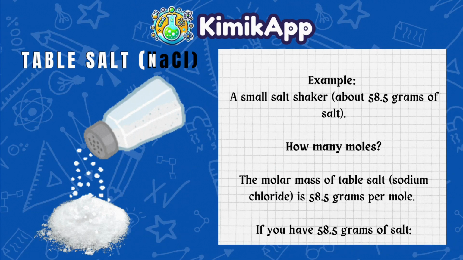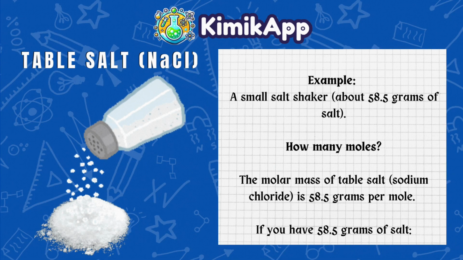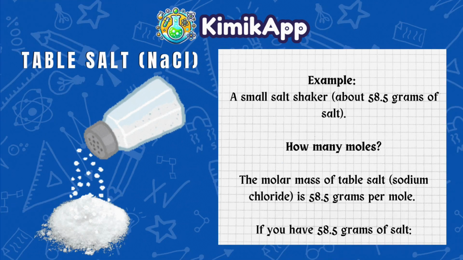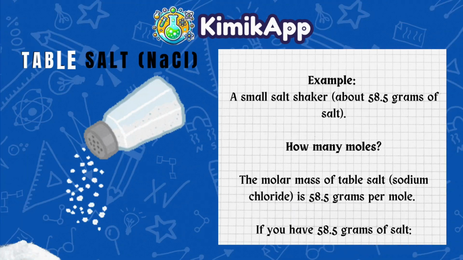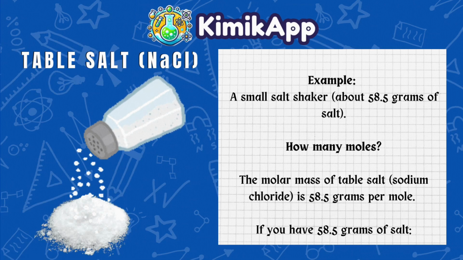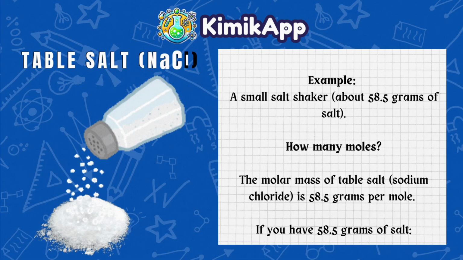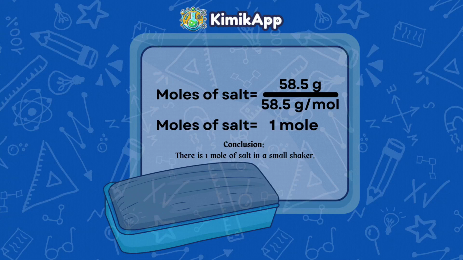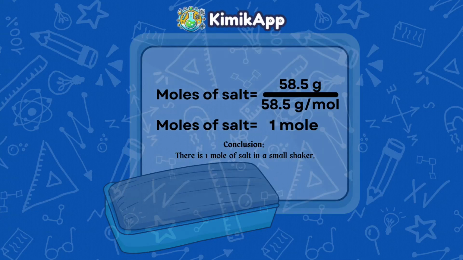Next, for table salt, a small shaker has about 58.5 grams of salt. And how many moles again? The molar mass of table salt, which is sodium chloride, is 58.5 grams per mole. If you have 58.5 grams of salt, then we have moles of salt is equal to 58.5 grams divided by the molar mass, which is 58.5 grams per mole. Then we have moles of salt is equivalent to 1 mole. Therefore, there is 1 mole of salt in a small shaker.